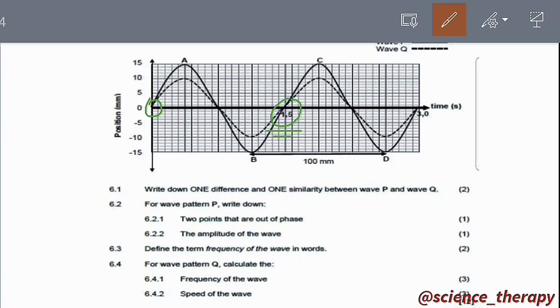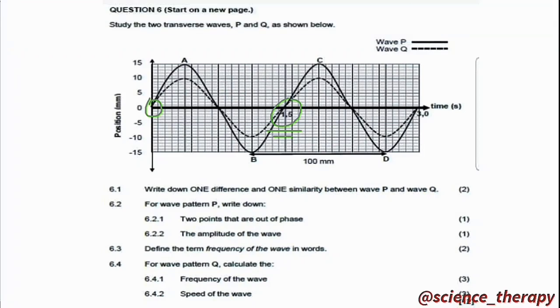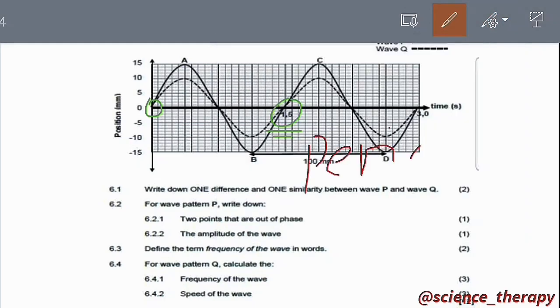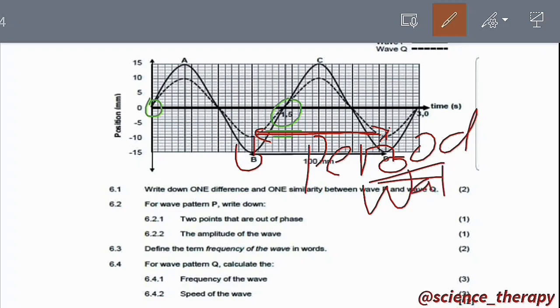Now, how do we define the time taken to complete a full wave? We call it the period. So we can say one similarity that we have is the period. Also, another similarity: from this point to this point, that's the wavelength, which is also the same length from this point to that point in wave Q. So we can see the period is the same and also the wavelength is the same. So they only needed one.